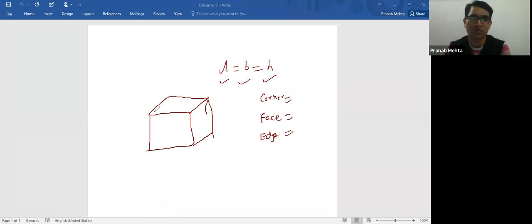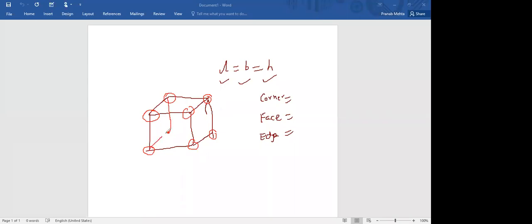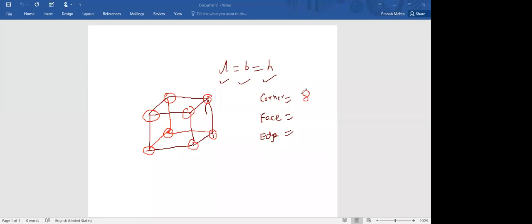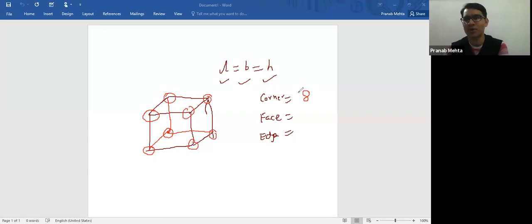Look, this is a corner. This is a corner. 1, 2, 3, 4, 5, 6, 7, and one which is here also. Have you understood? So 8. So total 8 corners. You have to remember that whether it's a cube or cuboid, it doesn't matter. It is going to have 8 corners. Any doubt here? All of you? No doubt.